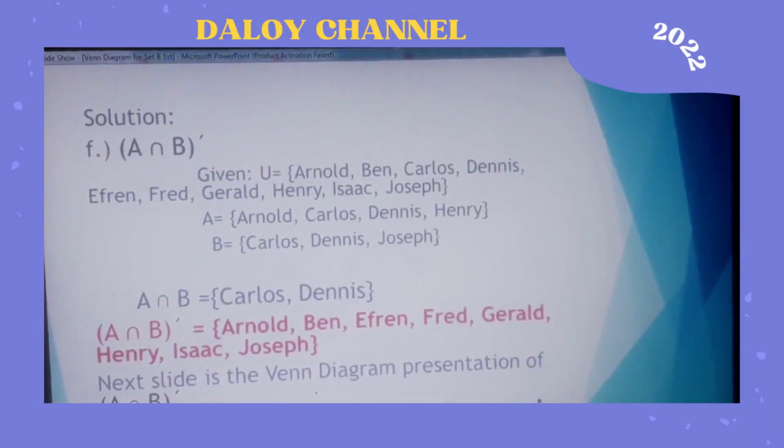For letter F, you are required to find the complement of the intersection between A and B. In this case, you should first recognize the intersection between A and B. So again, intersection, find the common elements, and these are Carlos and Dennis. Since these two names are the intersection between set A and set B, to find its complement, you have to compare these to the universal set. Eliminate the names of Carlos and Dennis, and the remaining names in the universal set would be the complement of the intersection between A and B. And these are Arnold, Ben, Efren, Fred, Gerald, Henry, Isaac, and Joseph.